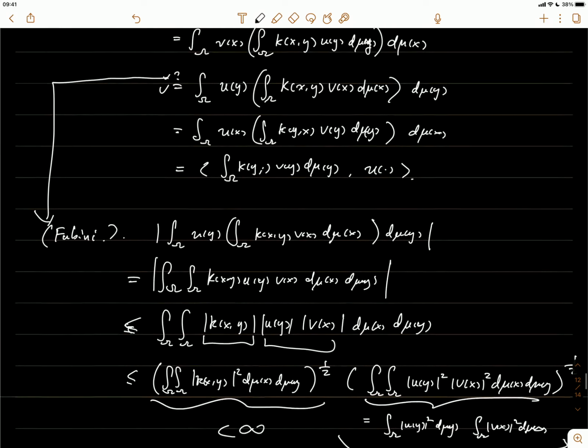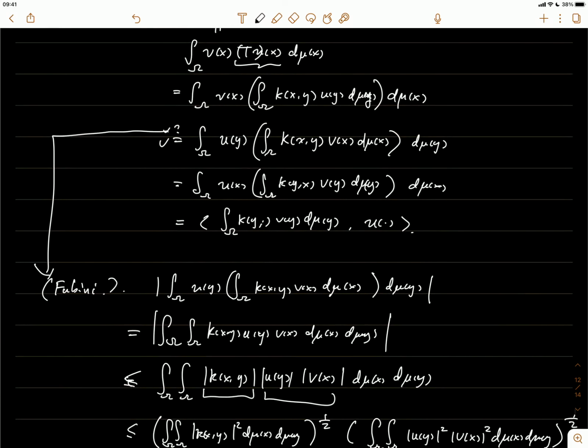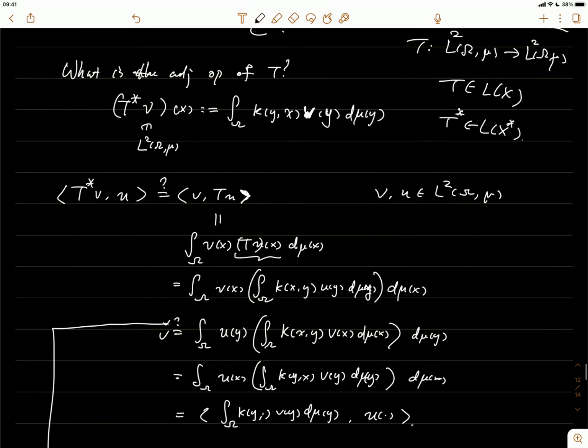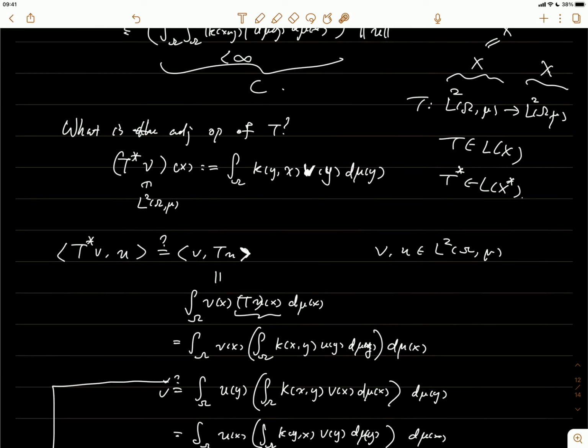And then by Fubini's theorem, this identity and this equality actually holds. And that completes the proof. Okay, this shows that the adjoint of T is just a mapping like that. Okay, just a mapping like this.